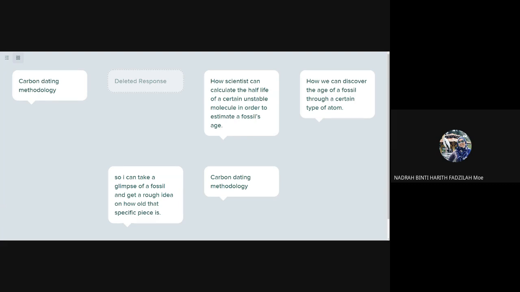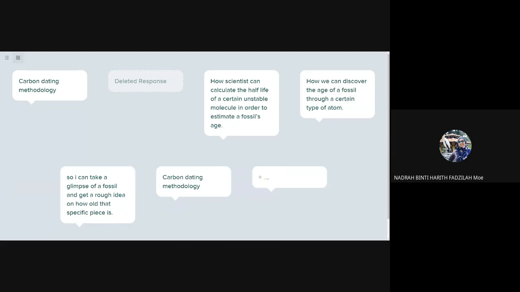However, as mentioned by the video, if the fossil is much older than 16,000 years, a different atom will be used, a different element will be used to estimate a fossil or an artifact's age. So this is one of the application for radioactivity that is seldom discussed whenever we talk about radioactivity lah.